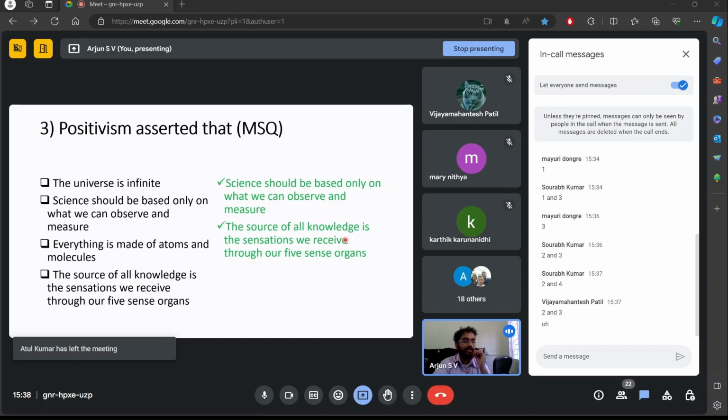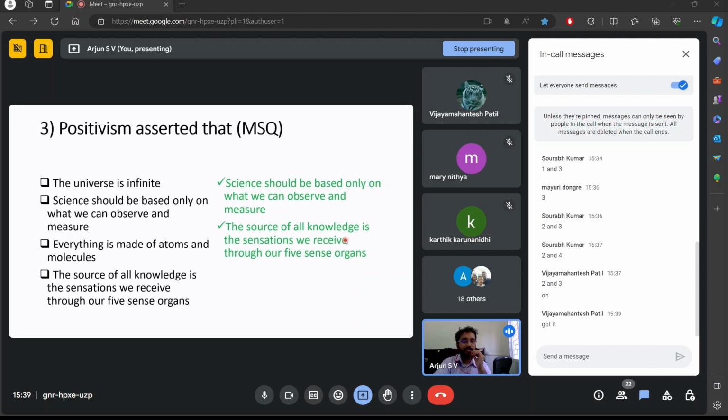So atoms and molecules are automatically out of the picture if we choose two. And the source of all knowledge is the sensations we receive from our five sense organs, because positivism is a brainchild of empiricism. All three of them are linked together. So two and four will be the correct answers. I hope it's clear to everyone else as well.